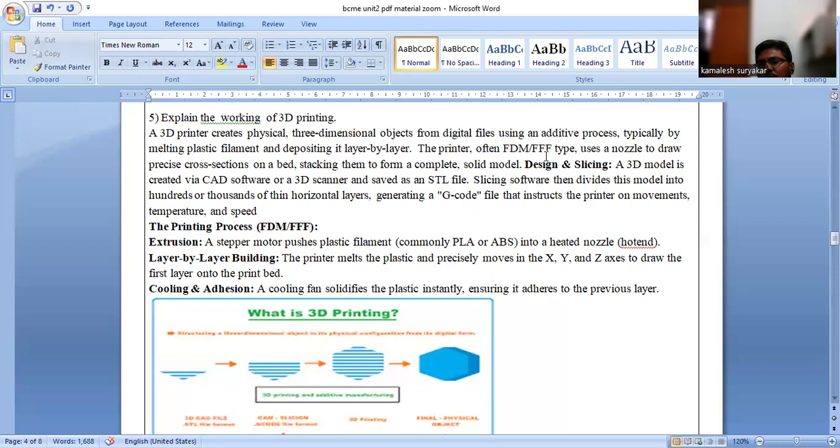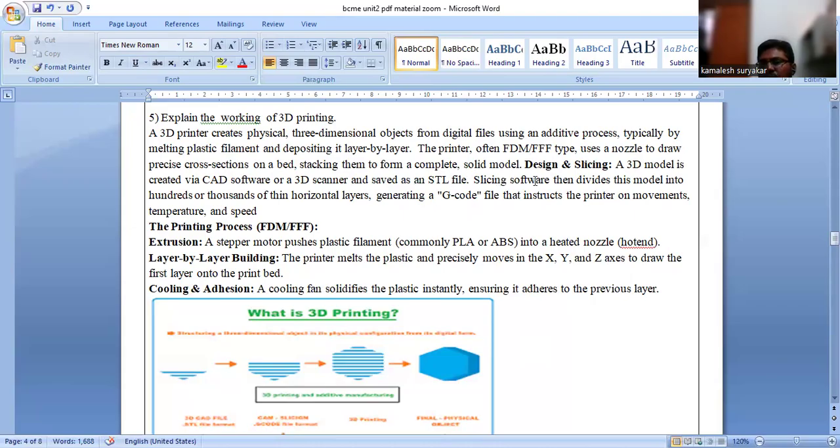Often it is also called FDM or FFF, which uses a nozzle to draw the precise cross-section on the bed, stacking them to form a complete solid model. So in this way, this solid model is made. Now a 3D model is created via CAD software only. So first you have to design in the CAD software. After that, it is saved as an STL file.